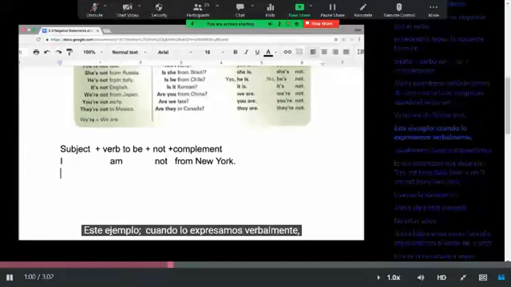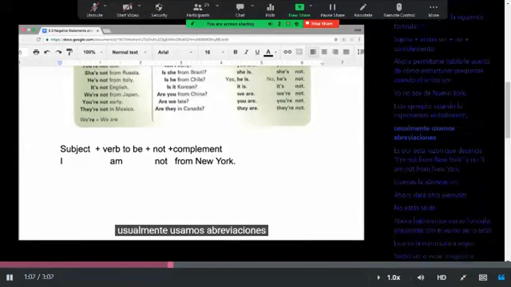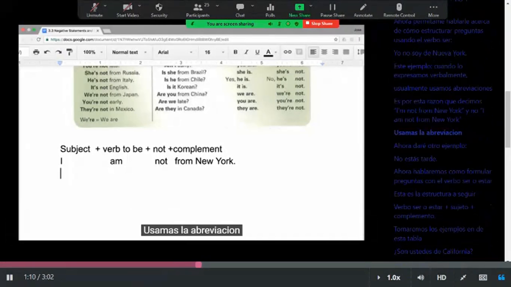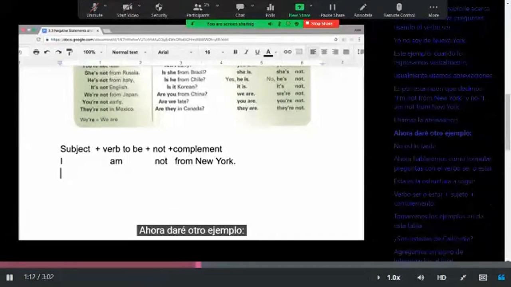The example above, when expressed in speech, we will typically use contractions. So that's why we say, I'm not from New York, rather than I am not from New York. We make the contraction. Let me give another example.